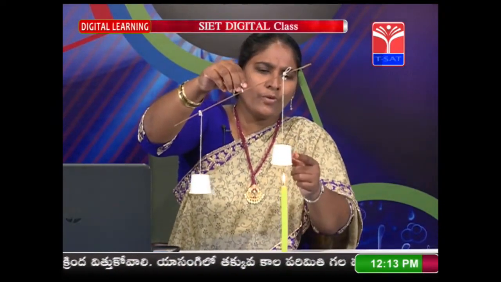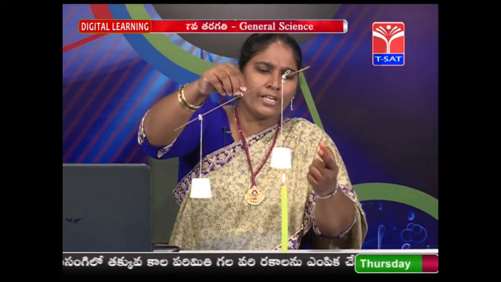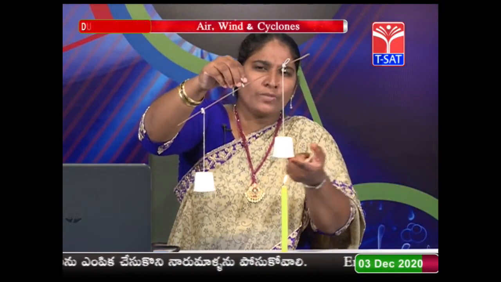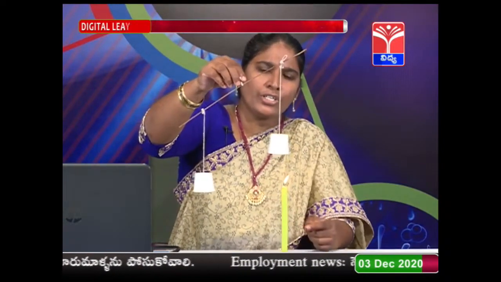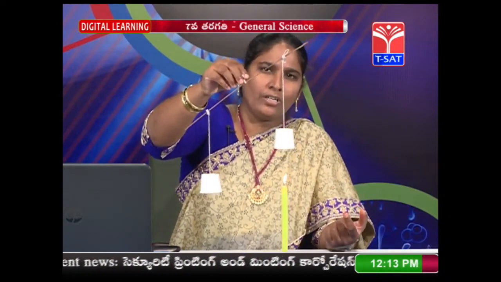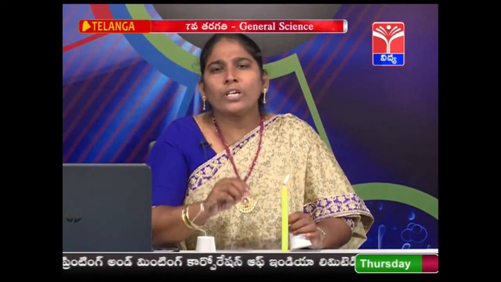Why is this cup moving in the upward direction, children? What made it move up? The air which is present inside this got heated up and it is moving in the upward direction. So, with this what we can say is that hot air is lighter than cool air. Am I clear, children?